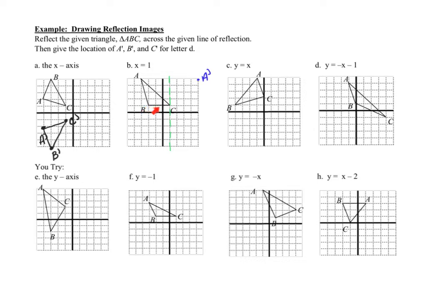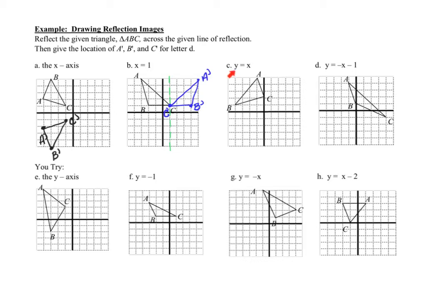B is 1, 2, 3 units away from x equals 1. So B prime will also be 3 units away. C could be a little tricky, but C is right on the line. So C prime will also be on that same line. So your image will look like this.